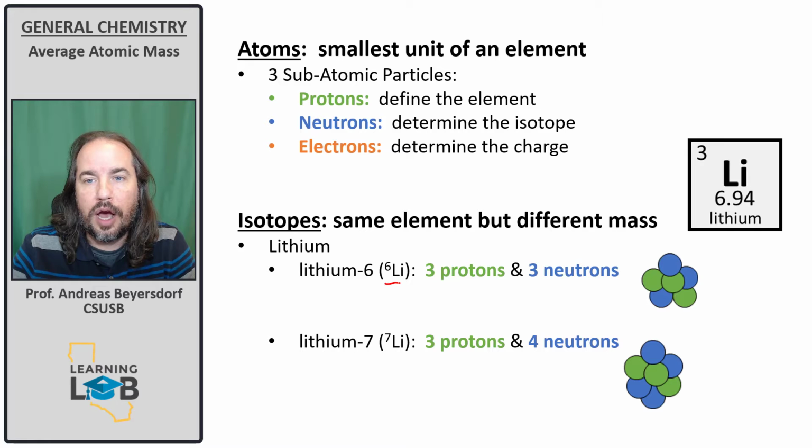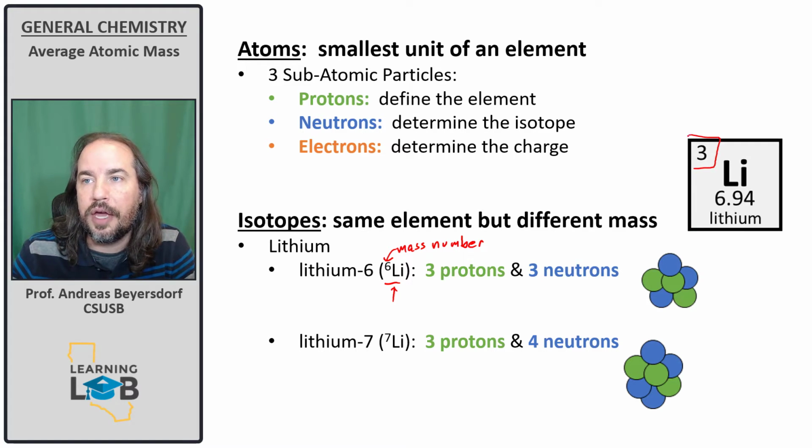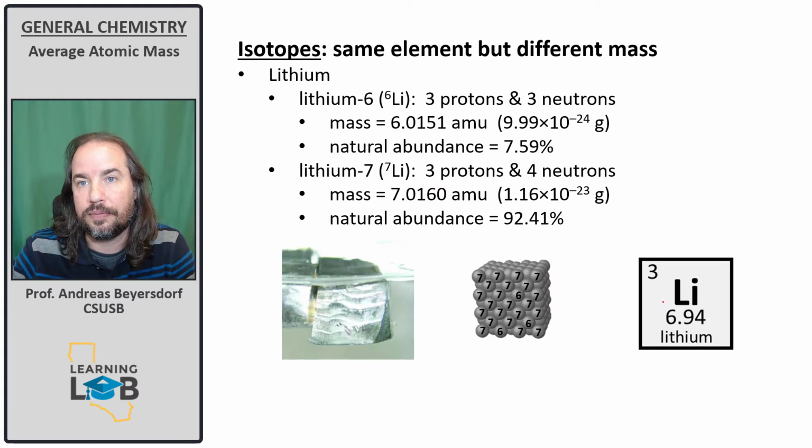Lithium-6, which we often show as lithium with a 6 up here, this 6 being the mass number, has three protons and 3 neutrons in the nucleus. Lithium-7 has 3 protons and 4 neutrons in the nucleus. They both have 3 protons, and that's because lithium always has 3 protons. We can see that on the periodic table. But we can have either 3 neutrons or 4 neutrons, and these are the two different types of isotopes.